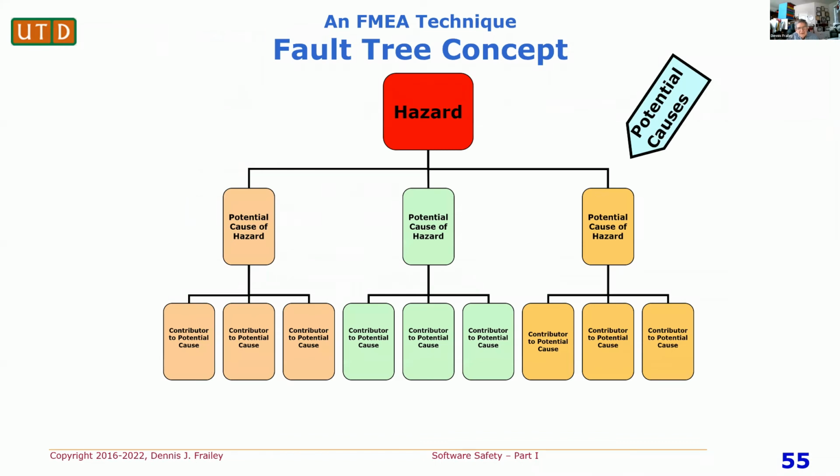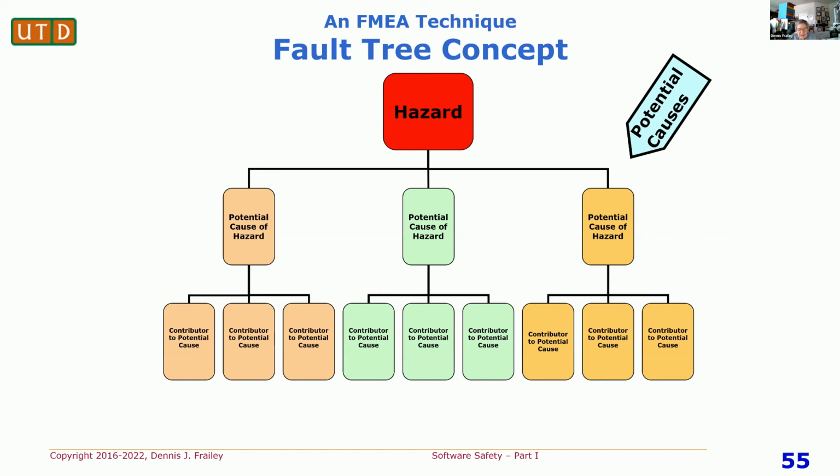Now, here's an example of a technique that might be used in this process. It's called fault tree analysis. You take the hazard and you say, what could cause this hazard? And you typically end up with several possible causes. And then you take a look at each of those causes and say, what could cause them? Or what could contribute to them? Either of those is possible.